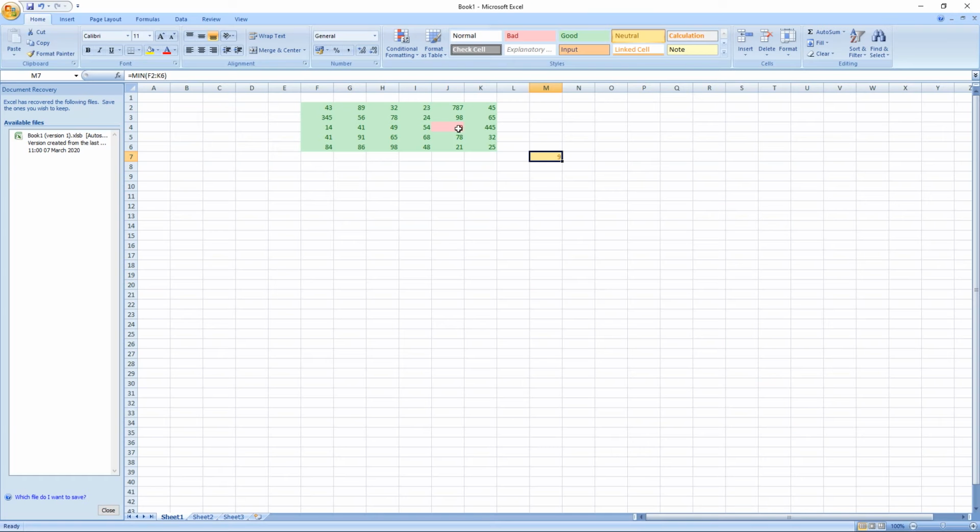I have put number 9 as the smallest in this series of numbers. So as you all can see that the 9 is the smallest number here and the answer is 9. That means that the minimum number formula is working correctly.